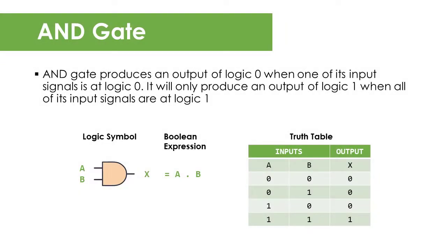Same with OR gate, an AND gate is a digital logic circuit that can have 2 or more input signals and produces only one output signal.